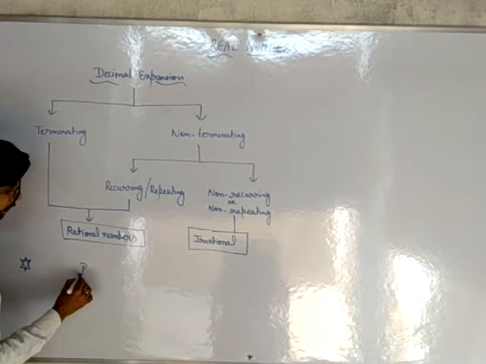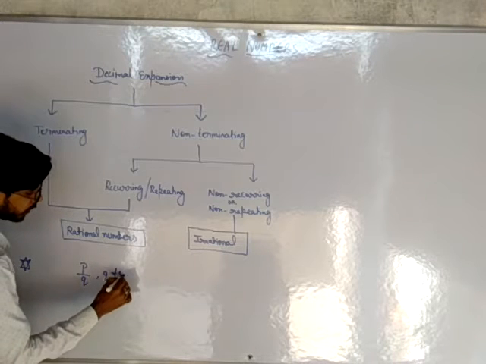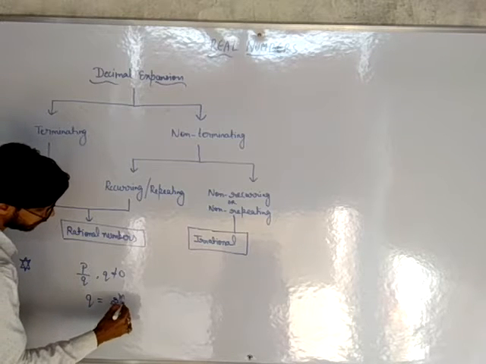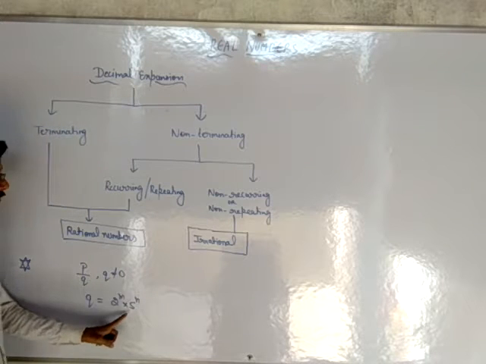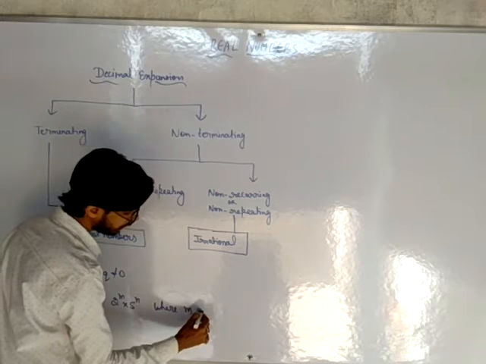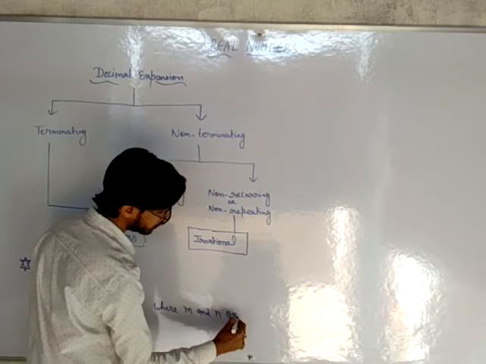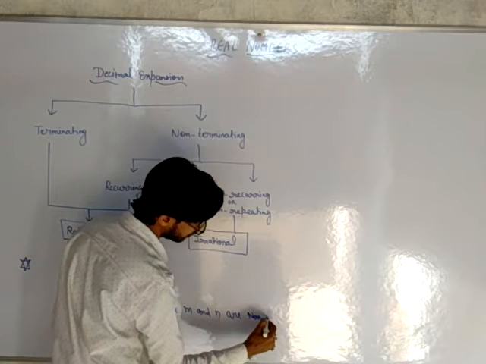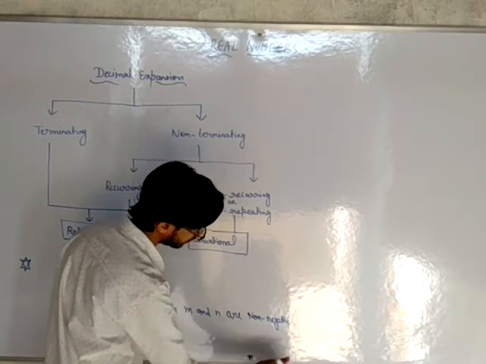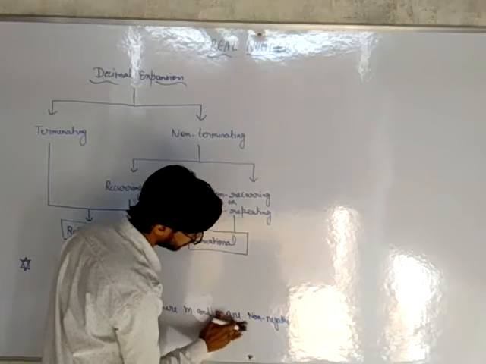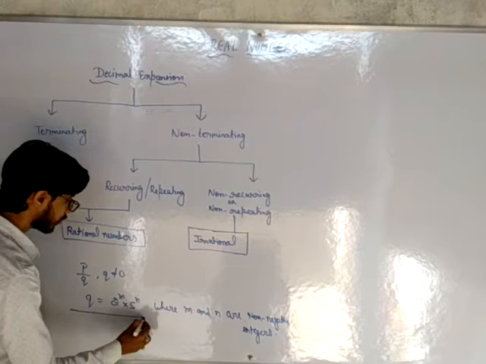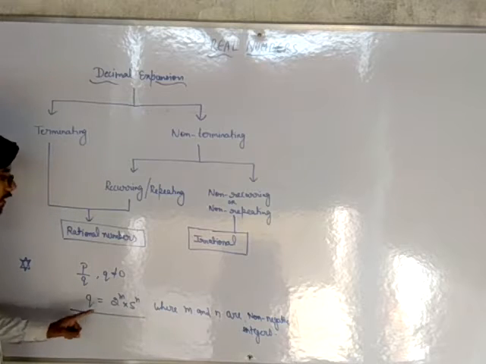if a number is in the form of p by q, where q is not equal to 0, then if the prime factors of q are in the form of 2 to the power m into 5 to the power n, where m and n are non-negative integers, then this type of decimal expansion is terminating.